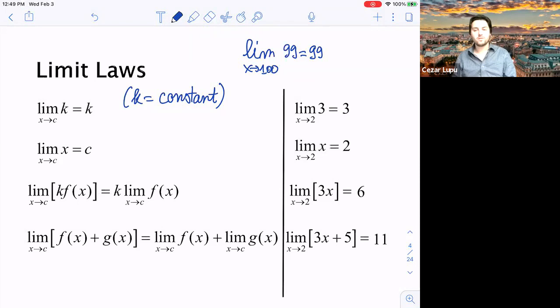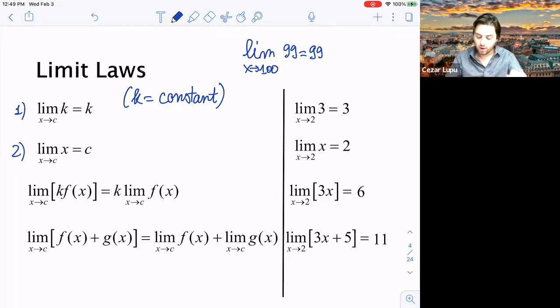And pay attention here, the situation is different when you look at the second one, right? Let's say this is the first one, this is the second one. The limit as x approaches a constant c of x. Now, just like we previously said, you plug it in and it will be c. So the limit as x approaches c of x will be c. We just plug in that constant. So in our case, the limit as x approaches 2 of x will be 2.